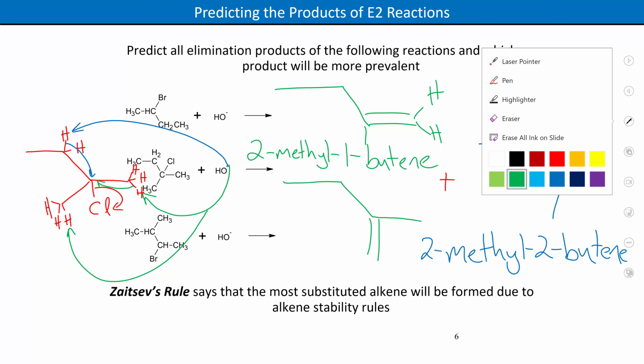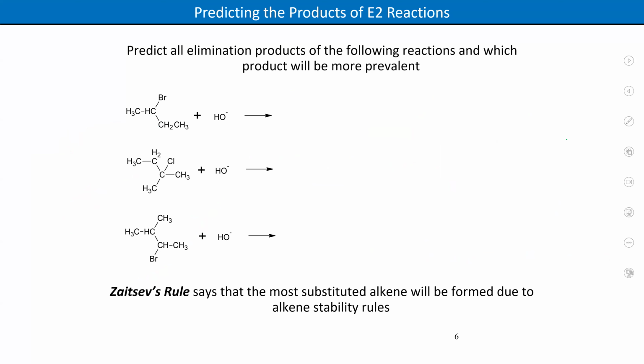Let's look at the last one. Oh, sorry, I erased it. That's okay, you can redraw them fast. One would be the most substituted. Blue is going to be more substituted, so that would be our major product. But the other two are the same, so do we even look at sterics or do we just say that they're the same? They're the same.